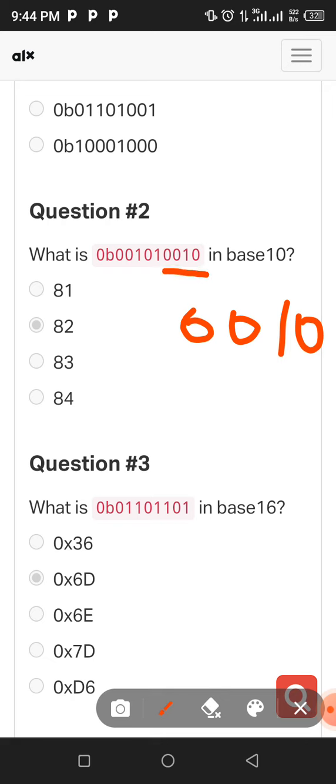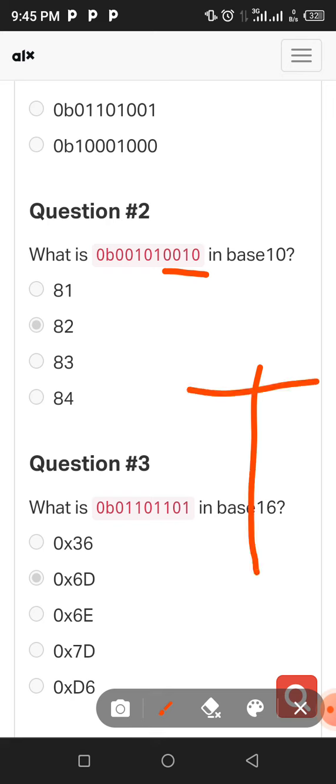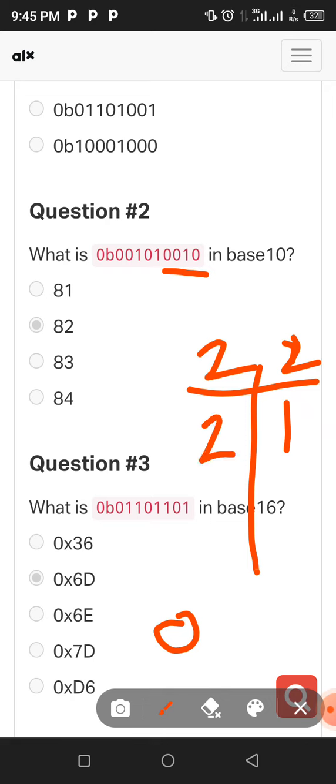This should be base 2. Let's confirm to see if it is number 2. If you're working in base 2, for instance, and want to convert 2 to base 10: 2 goes into 2, that is how many times? That is 1, remainder 0. Then 2 goes into 1, that is 0, remainder 1. So you can see we have 10.